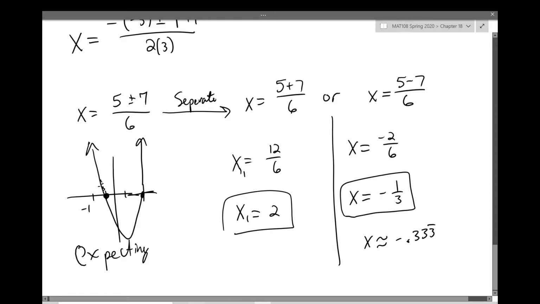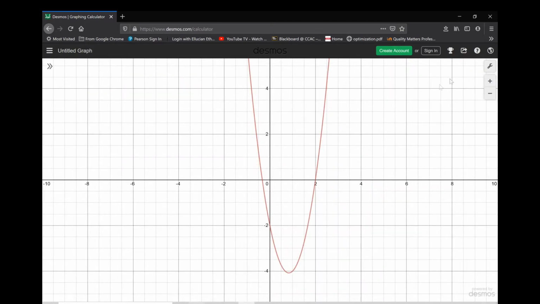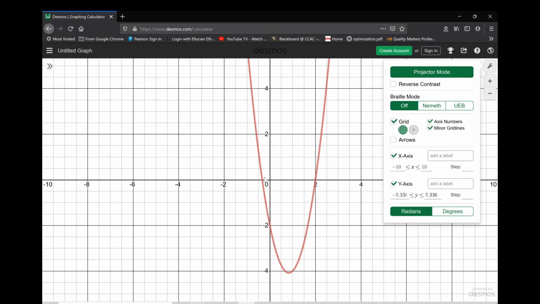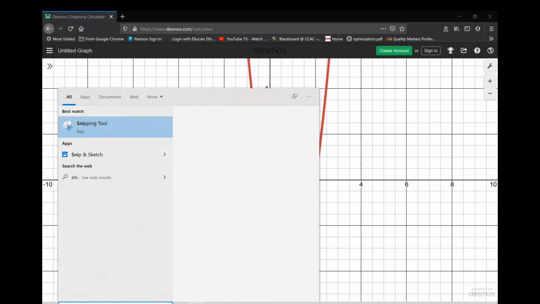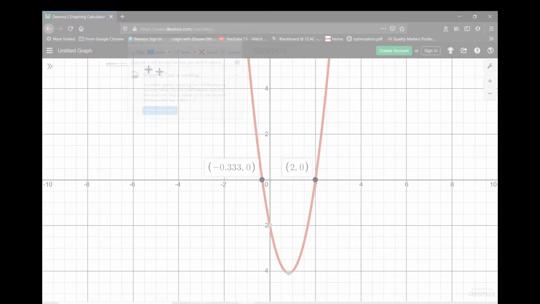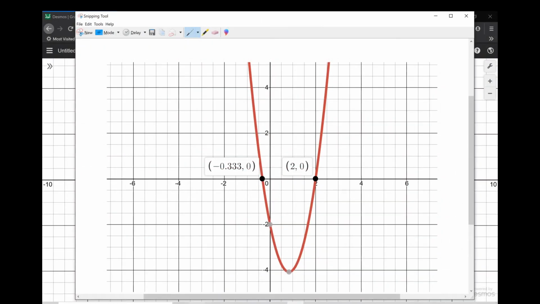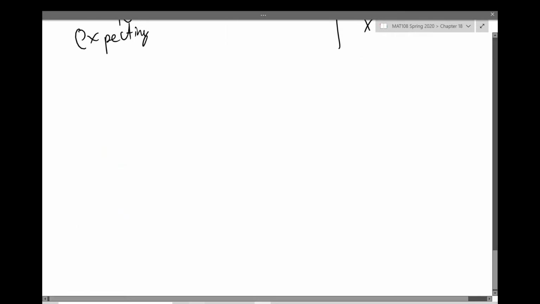So what I'm going to do is open up Desmos. Here's our graph. I'm going to put it in projector mode and click on my intercepts: negative 1/3, or negative 0.33333, and x equals 2. I'll copy and paste this into our notes. I'll use my snipping tool, new, and just highlight what I need. And that is exactly what we were expecting to get. There it is.